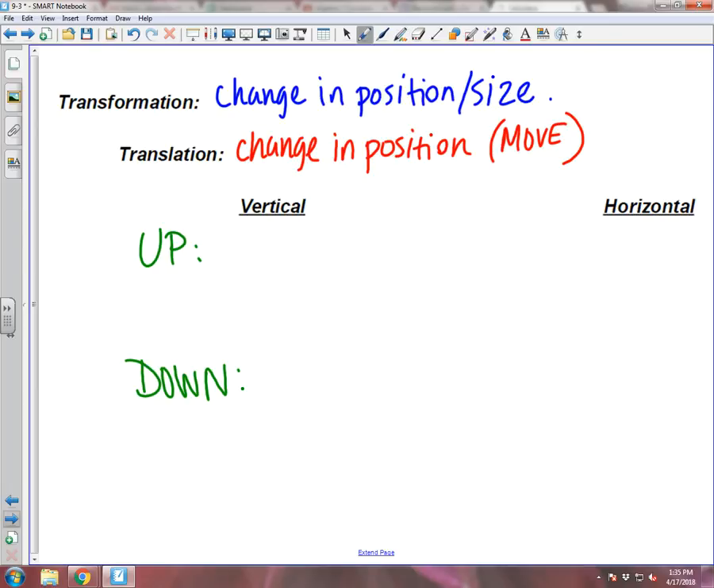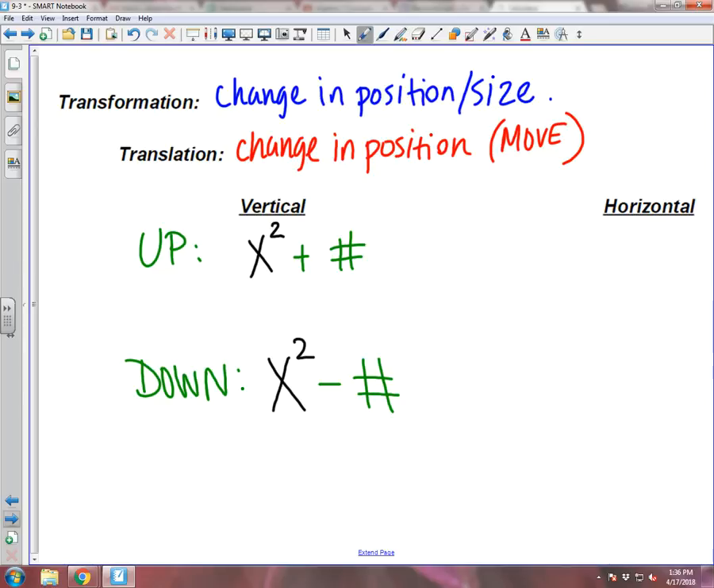If we're going to move it up, I just told you that the parent function is x squared, correct? If I take that x squared and I add some number off to the side, it's going to move it up. If I take that parent function, which is x squared, and I subtract some number off to the side, it is going to move it down. That should be pretty self-explanatory to you, right?